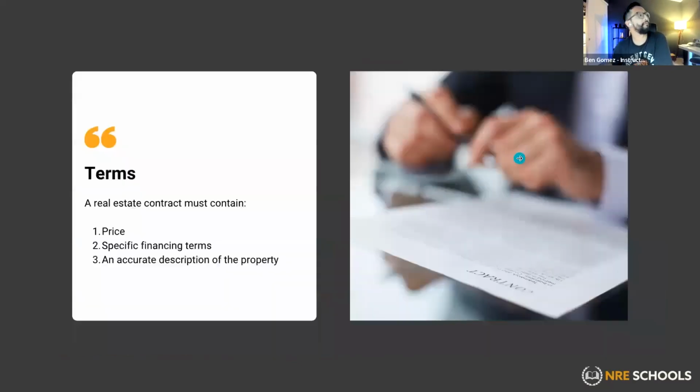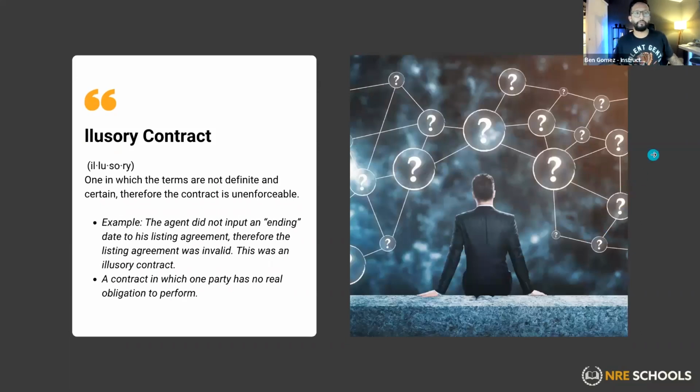Let's go through terms. A real estate contract is going to contain some terms. It's going to contain the price and some specific financing terms. Maybe they're not doing financing; if they're doing all cash, they will indicate that. And then it's also going to contain an accurate description of the property. Now, this is a concept that we have to know.